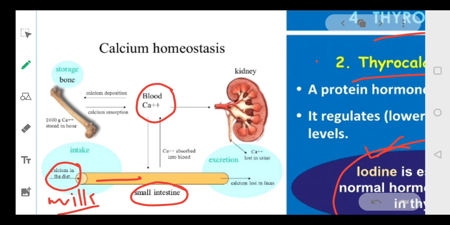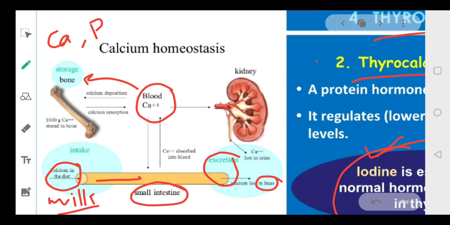So the calcium ions from your food have reached the blood. Now from the blood, they will be deposited into the bones, because your bones are made up of calcium and phosphorus. I hope you remember that. So from the blood, the calcium ions will be deposited into the bones. Now the extra amount of calcium ions which have not been absorbed will be excreted out of the body, in the form of feces.